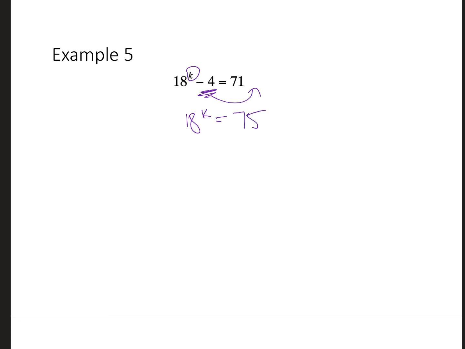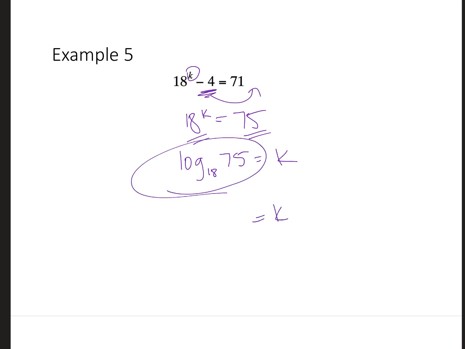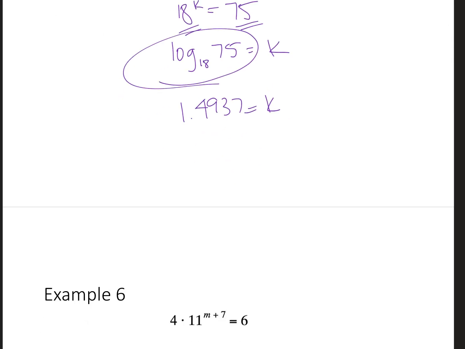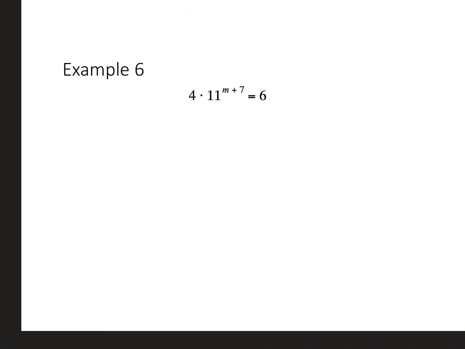All right, I don't know how to solve this without using logs, right? I'm kind of stuck. I can't change 75 to be the same base as this. So I'm going to write it in log form. So log base, answer equals exponent, right? And this is something that I can put in my calculator and get a decimal answer of 1.4937. All right, again, this is going to be similar.